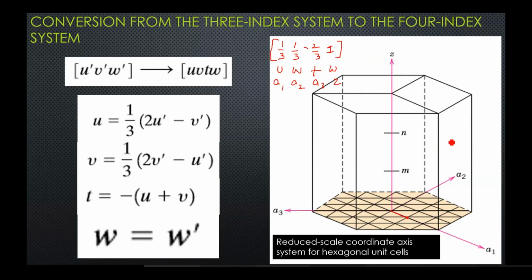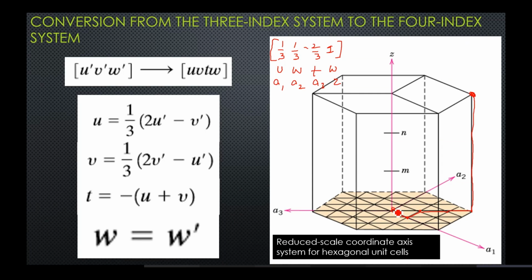Now, if I have to move 1/3 on the A2 axis, where should I go? Along this line. Right. Now I have to move minus 2/3 on the A3 direction, in the opposite direction: minus 1 by 3 and minus 2 by 3, 2 steps. Clear? And then I have to move one full step along the Z axis. So I'll get to this point.